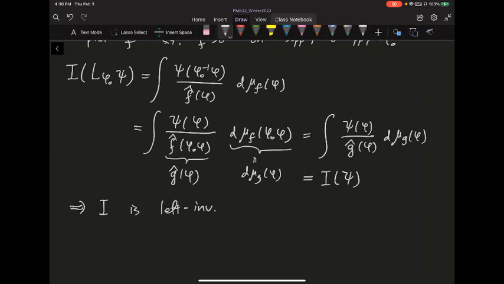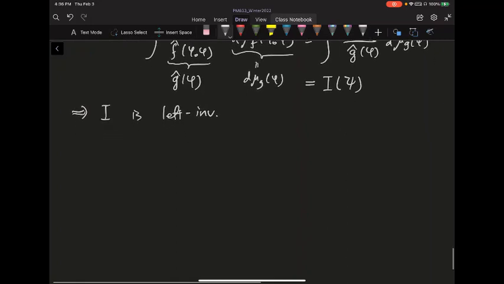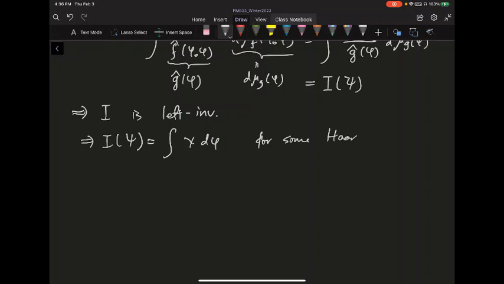And because it's left invariant, okay, it's actually given by integral against some Haar measure, okay? So in other words, I of psi has to be equal to the integral of this psi function d phi for some Haar measure, say Haar d phi on this G hat, okay? So we can always normalize this Haar measure so that this happens. All right, so now let's almost finish the proof.